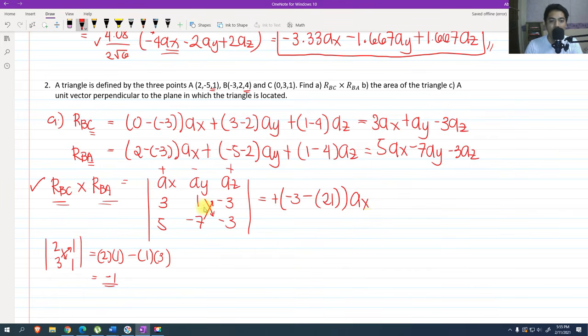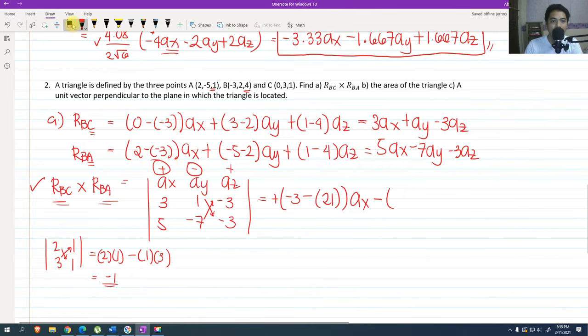So what we did here again first is 1 times negative 3. That's negative 3 minus, this is that minus sign. Negative 7 times negative 3 is 21. Okay? And that we have for A_x. And take note that the sign convention should be plus. Okay? And then minus, that is the essence of this minus here.